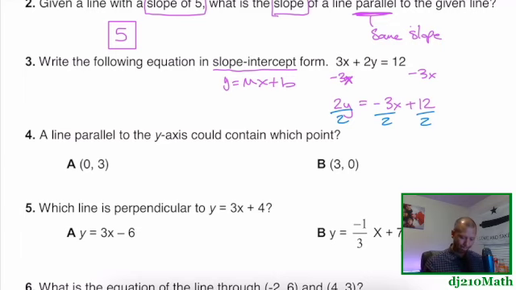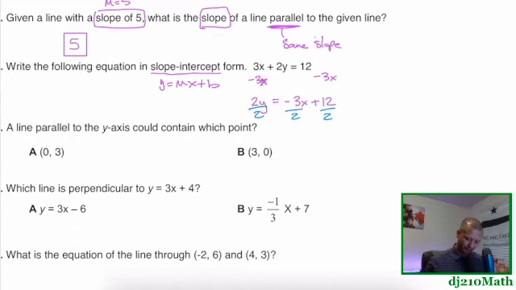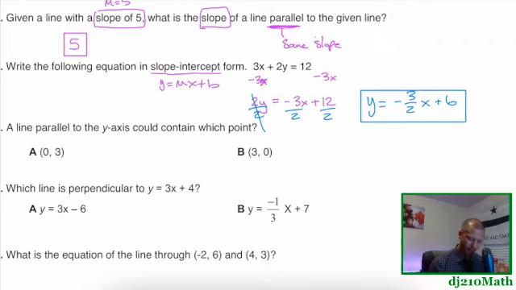Okay. We're almost there. Simplify. On the left, the y's cancel, but we expected that to happen. So my answer is going to be y equals negative 3 over 2x plus 12 over 2, which is 6. So here's my equation in slope-intercept form.